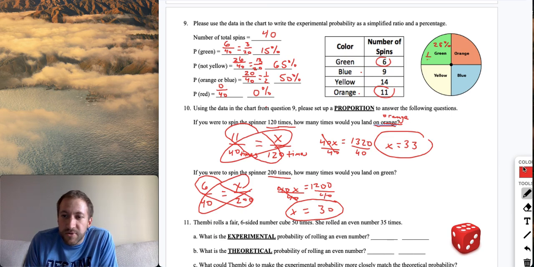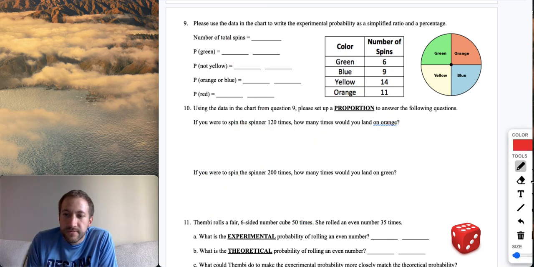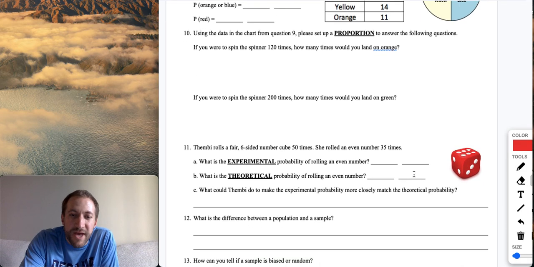Let's actually scroll down and give that an erase. Oh my gosh, there we go. Let's scroll down so we can do the next part.